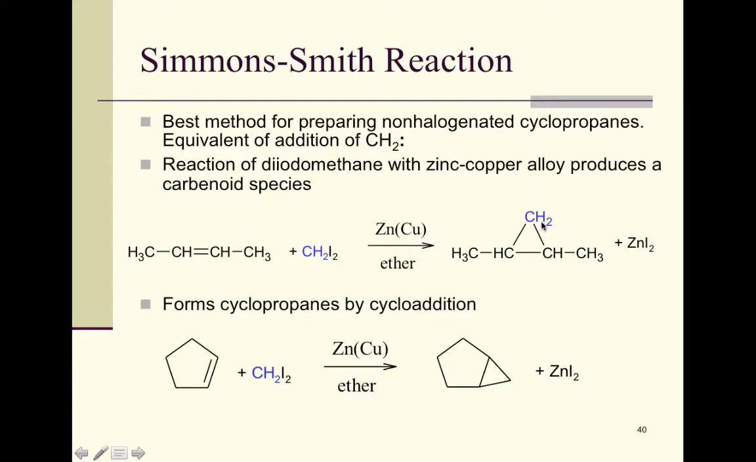This way we won't have to have this carbon that was added across the double bond have any halogens on it. This way we could have just hydrogens there. An example reaction on a ring would be the carbon-carbon double bond. We will make a cyclopropane on the ring itself. We're forming cyclopropanes by cycloaddition.